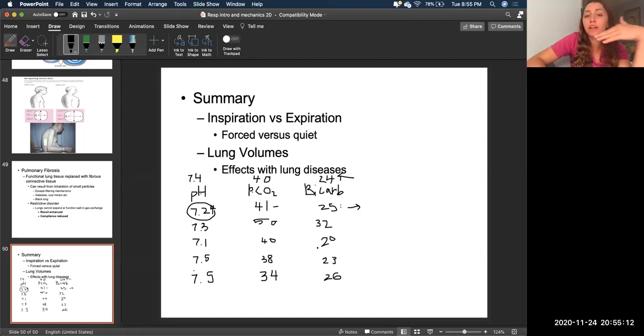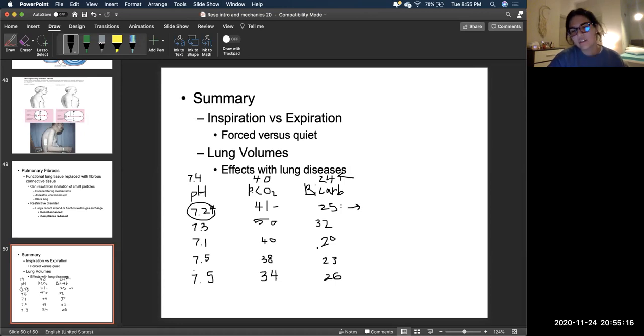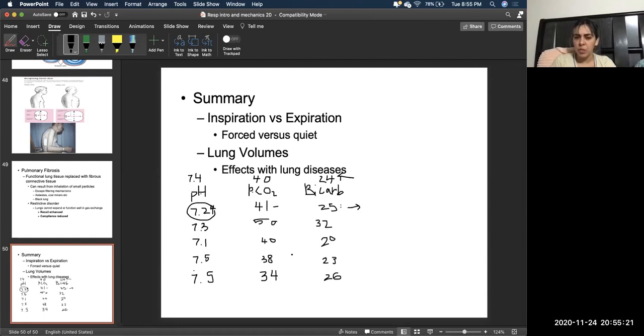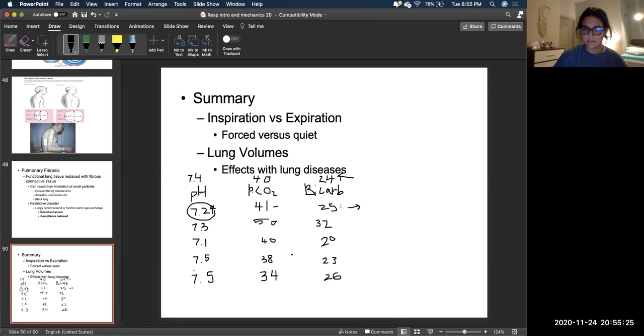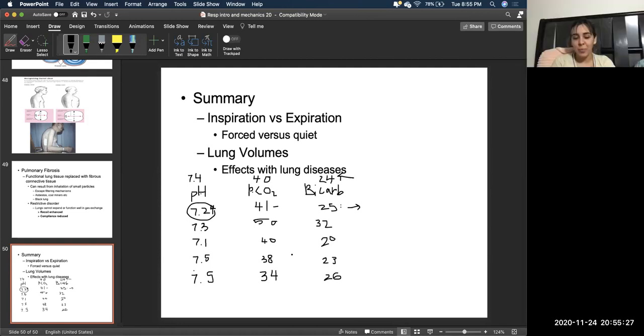Okay, can we do one where metabolic is the problem? Well, let's keep going and see. We can't tell you. Put it all together. You'll get one in there. So the first one was respiratory acidosis. I already did all of them, and there's metabolic in there, so don't worry.